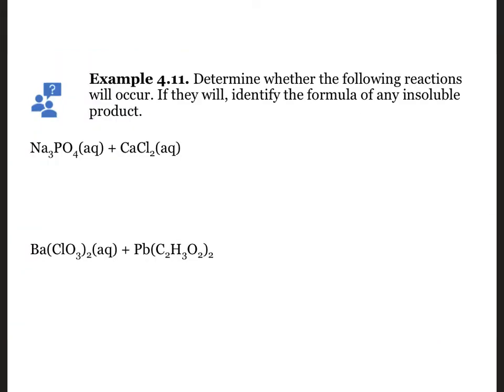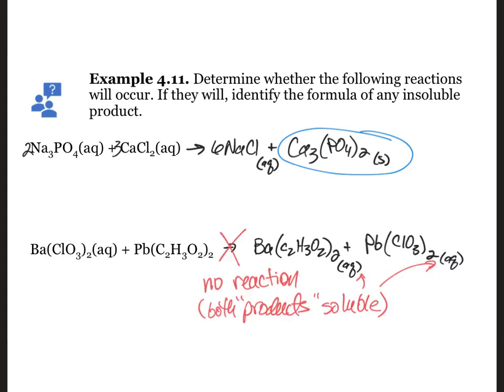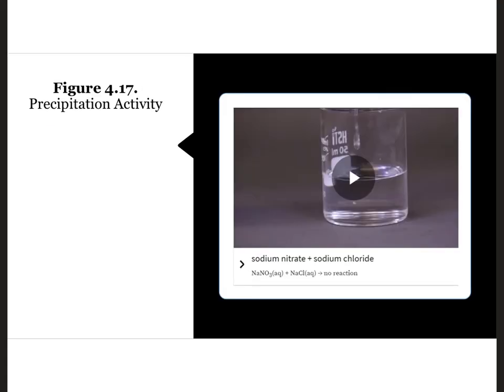Here are 2 for you to try. You'll predict the products of each reaction, then determine if the products are soluble or insoluble. If the products are soluble, then you would say that no reaction occurred. If the reaction does produce a solid product, then identify that product. Figure 4.17 provides an opportunity for additional practice in the textbook, as does the end of chapter problems.